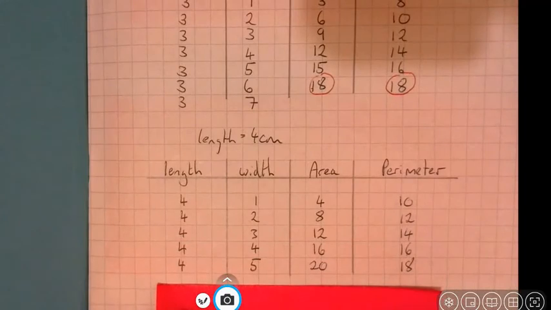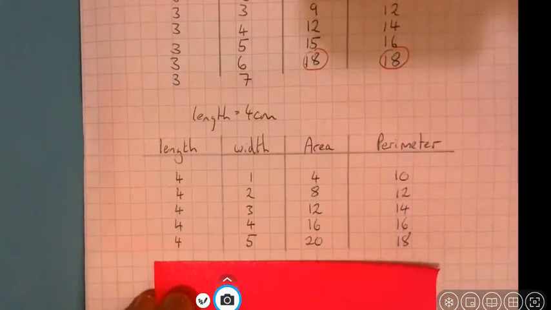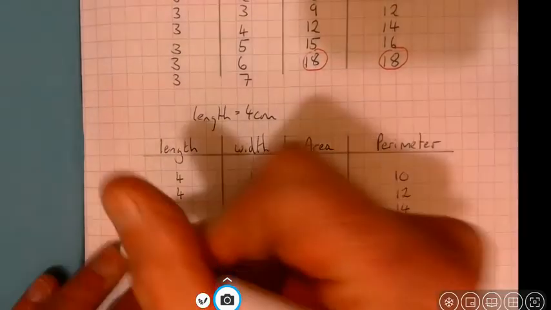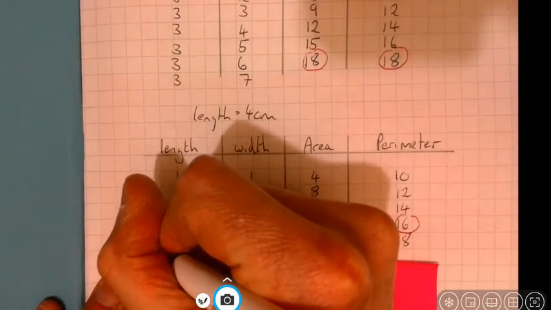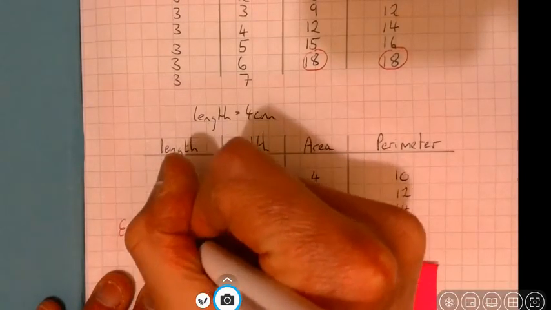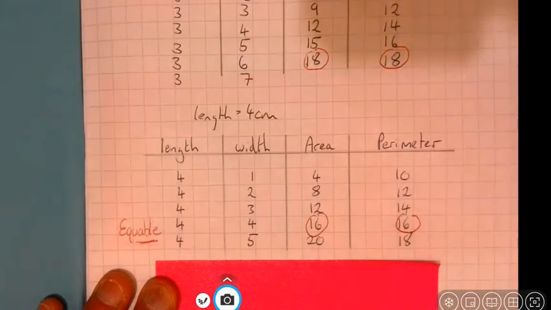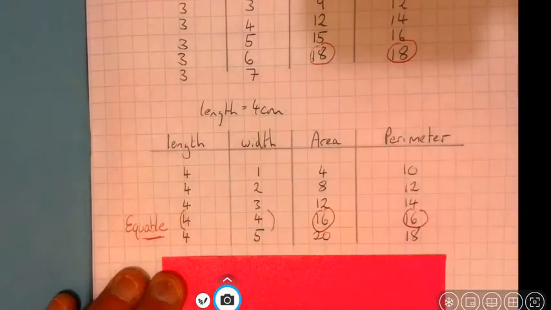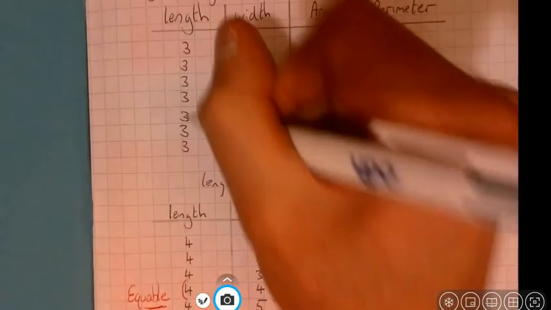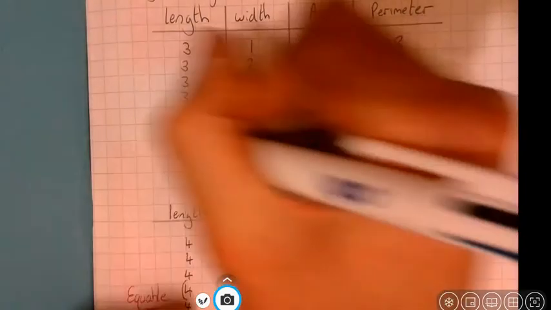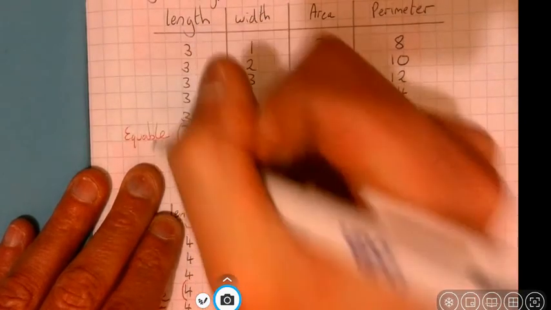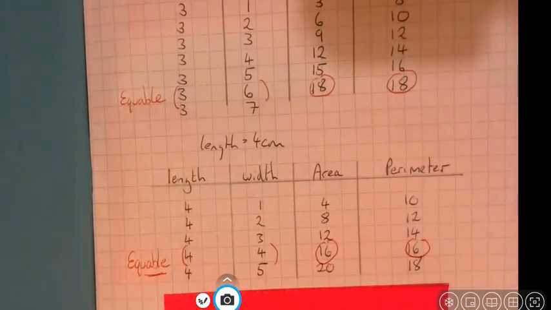Oh, there it is. We found an equable. It's equable, and look, there it is, just there. So I'm going to highlight the key ones on my table. Equable. Right, we did 4.